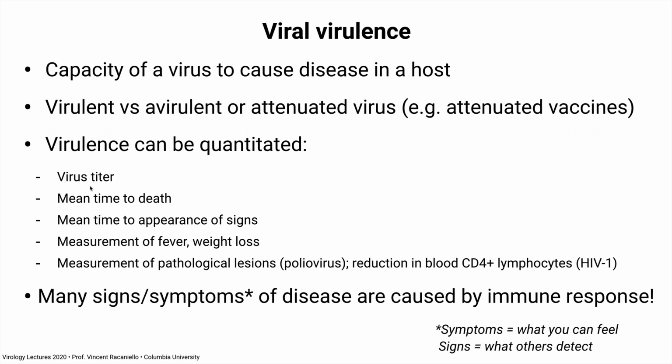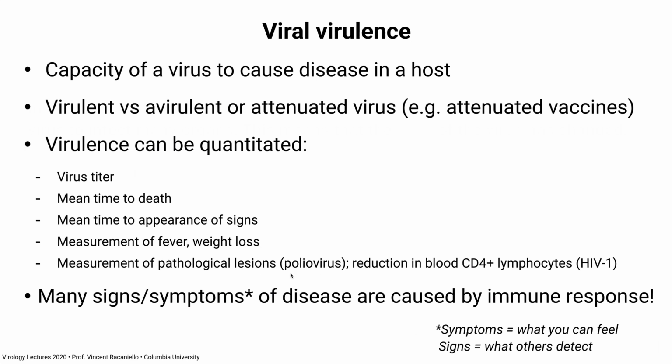For example, we can simply measure virus titer in a host. We can measure the mean time to death, the mean time to appearance of signs. And remember, what you can feel is a symptom. So a mouse may have symptoms, but we don't know it because we can't talk to the mouse. So this would be signs in animal models. Things that we can detect. We can measure fever, weight loss, pathological lesions.